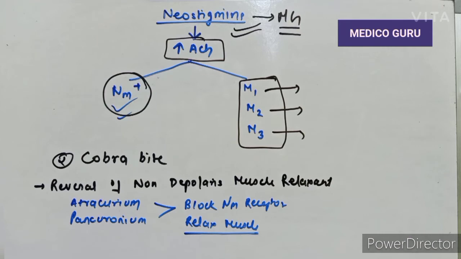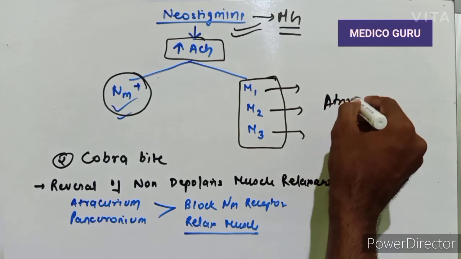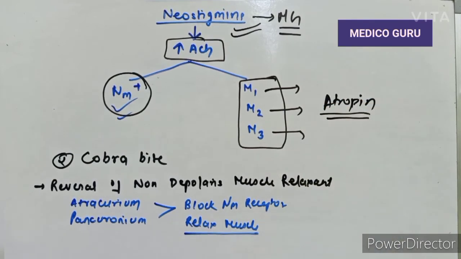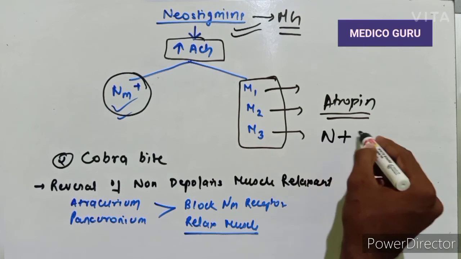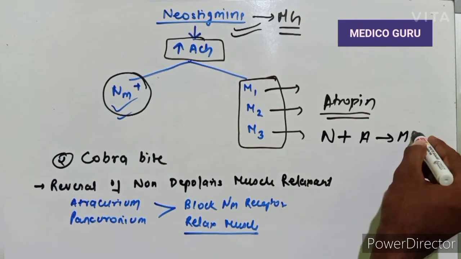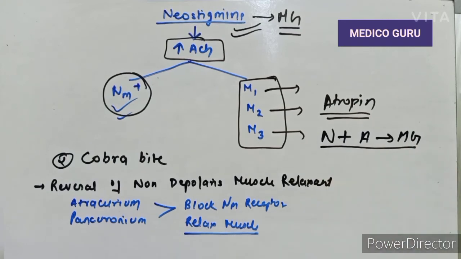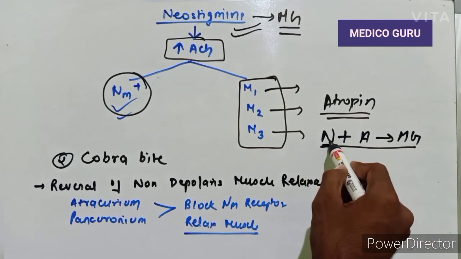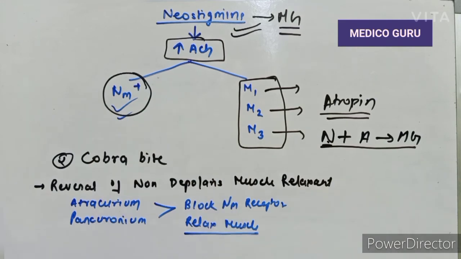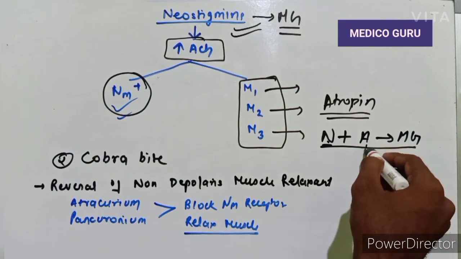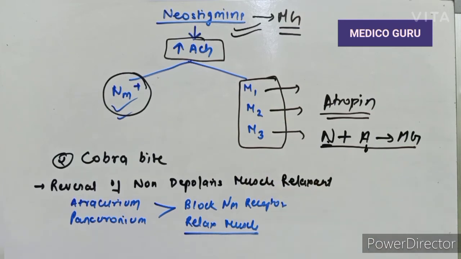Okay, how can we block the M1, M2, M3 receptors? We know the drug, that is atropine. Atropine specifically blocks M1, M2 and M3 receptors. So we can use neostigmine plus atropine for myasthenia gravis. Neostigmine works on the NM receptor, but atropine blocks the M1, M2 and M3 receptors, so we can use neostigmine plus atropine in myasthenia gravis.